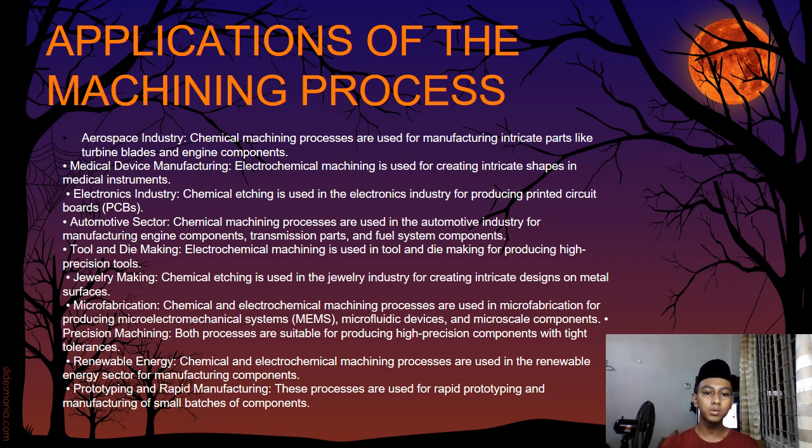Precision machining. Both processes are suitable for producing high precision components with tight tolerance. Next, renewable energy. Chemical and electrochemical machining processes are used in the renewable energy sector for manufacturing components. And lastly, prototyping and rapid manufacturing. These processes are used for rapid prototyping and manufacturing of small batches of components.